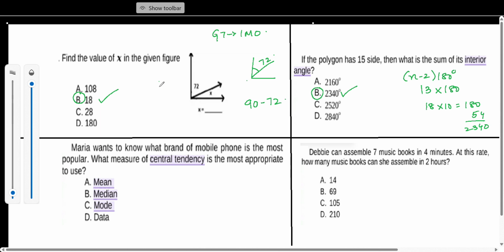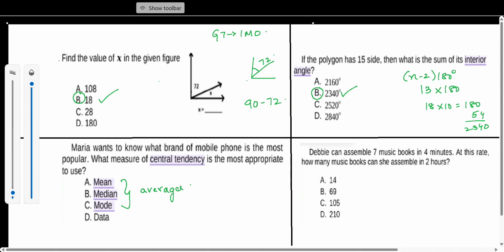Coming to the question on the bottom left here. Maria wants to know what brand of mobile phone is the most popular. What measure of central tendency is the most appropriate to use? Now, we should understand that central tendency is when in statistics, when we are collecting data, doing a survey or something, we'll have to find various averages and all that. Mean, median, mode, all these are different types of averages. And we'll have to decide which particular average to go with depending on the scenario.